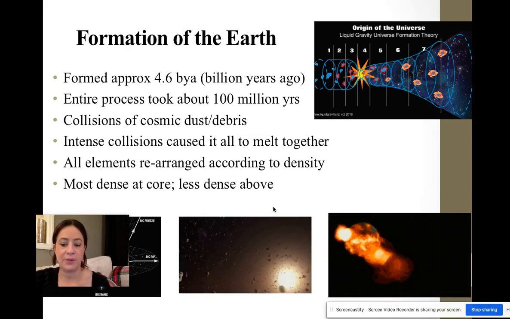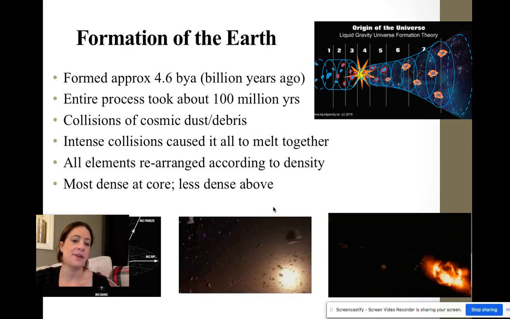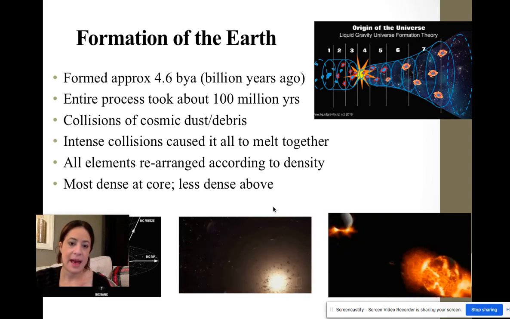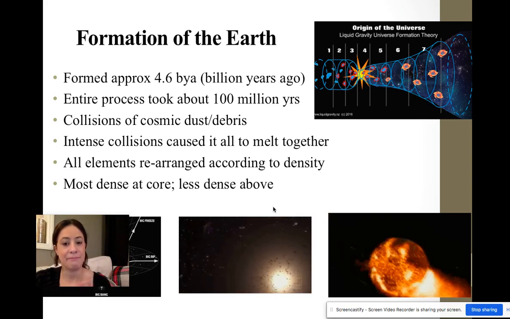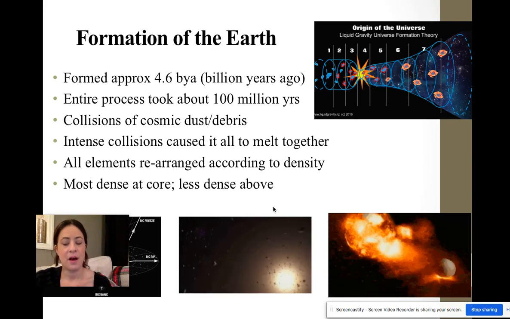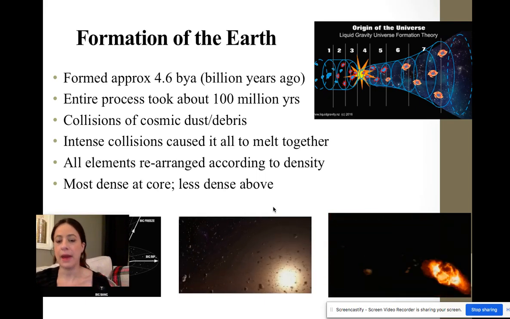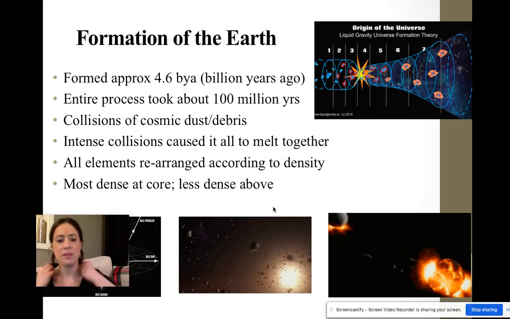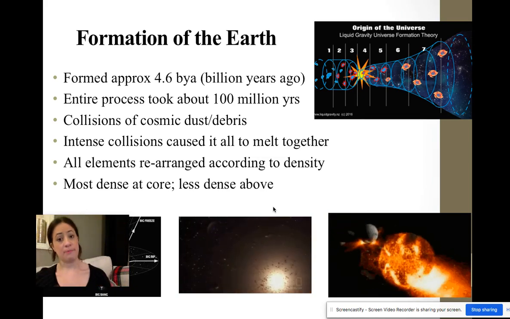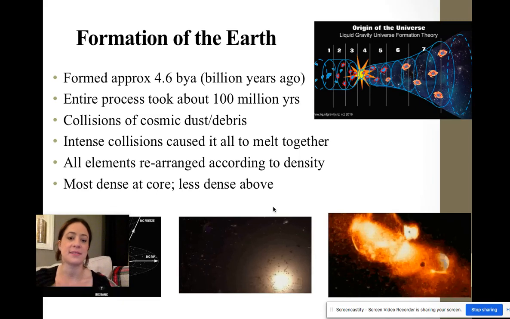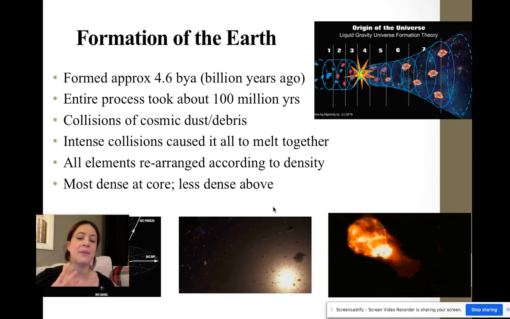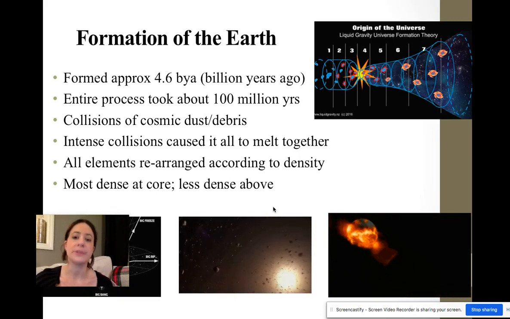And after all of these collisions of cosmic dust and debris, and with everything melting together, and all of this material condensing and rearranging, the most dense material would be at the core, and then the less dense material above. So we would have our Earth, right? So it starts there.